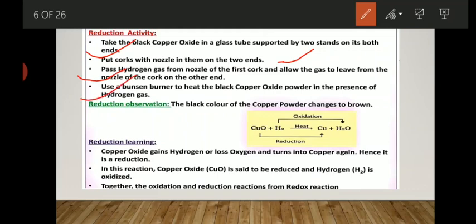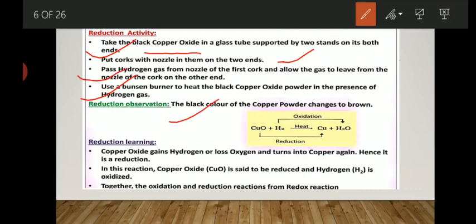What you have to do is take black copper oxide in a glass tube supported with two stands on both ends. After that, put cork with the nozzle and pass the hydrogen gas in it. Then heat the copper oxide with the help of a Bunsen burner. Then what observation will you get? The black color copper powder changes its color immediately.